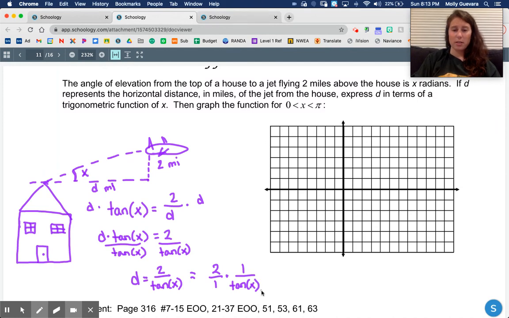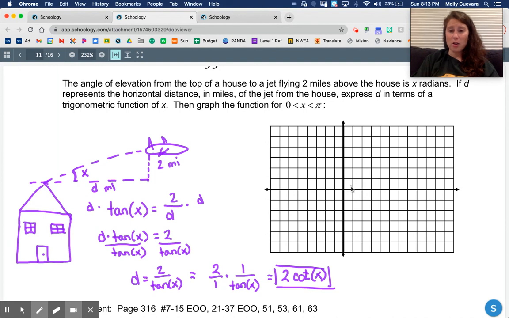And hopefully that's okay how I got that. I literally just split this fraction up. Okay, and then 1 over tangent is cotangent. So this is really 2 times cotangent of x. Well, I know how to graph that, right? Because now I no longer have a trig function in the denominator. So I know how to graph this.